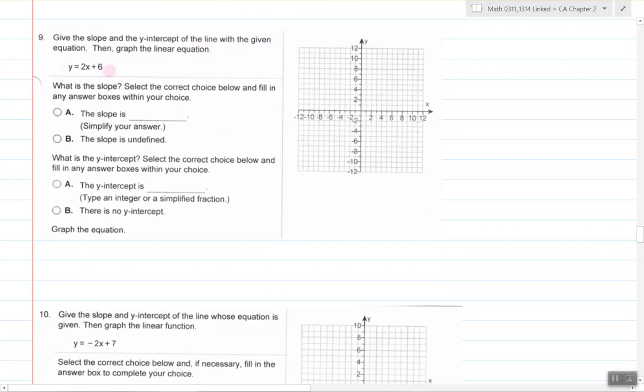All right, looking right here, you have to remember that this is y equals mx plus b. The slope is the coefficient of x. It is 2. The y-intercept is the constant, and it's positive, so it is 6. It does not want it as an ordered pair, it just wants the number 6.